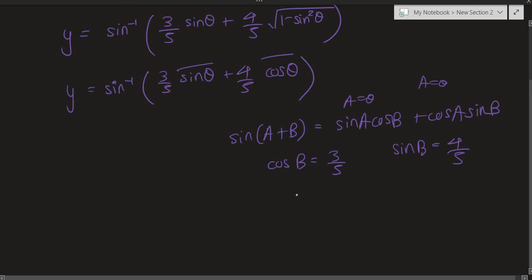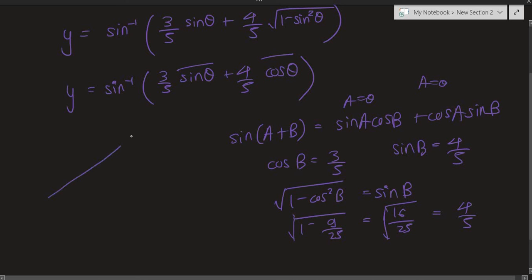And the best part is, say if you have 1 minus cosine squared of b, it should become sine of b, right? And that's what exactly happens. You have 1 minus 9 by 25, that just evaluates to 16 by 25 under root, that becomes 4 by 5.